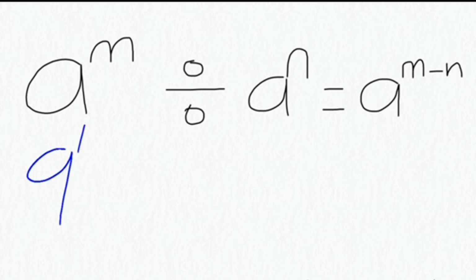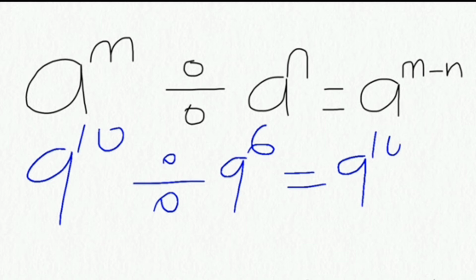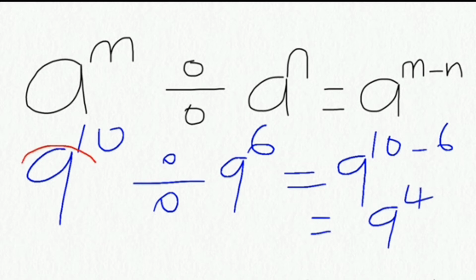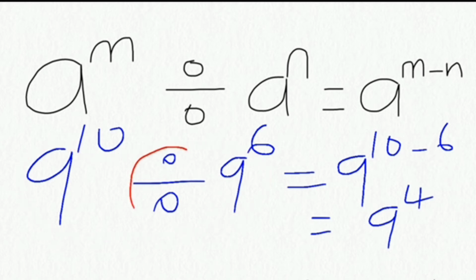9 to power 10 divided by 9 to power 6 is equal to, or can be simplified to 9 to power 10 minus 6, which is equal to 9 to power 4. You can see that our bases are the same, 9 and 9, and there is a division sign. What you must do, write only one base. You can see how I have written only one 9, though I have two 9s here.